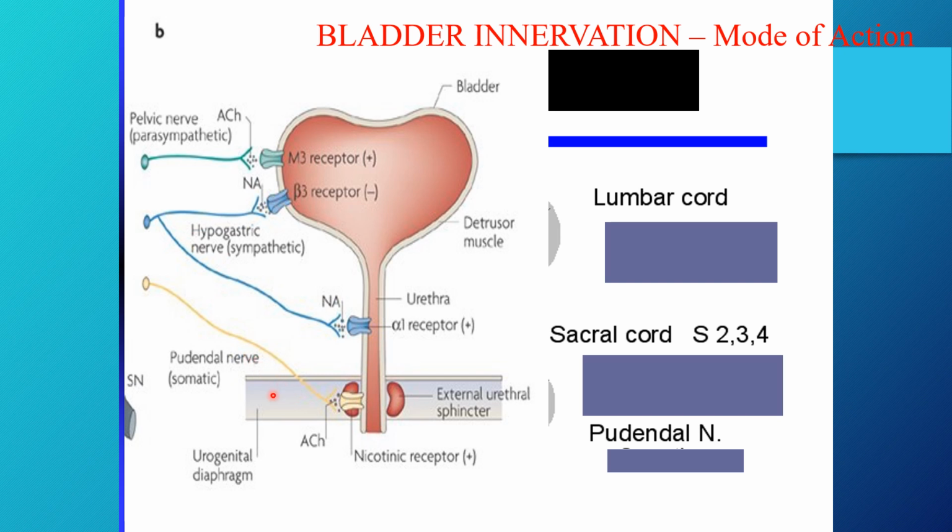And next, the pudendal or somatic nerve. Here also the neurotransmitter released is ACH, and it acts through the nicotinic receptor. It excites the external urethral sphincter so that it has voluntary control. It holds the urine. So though the parasympathetic stimulation is present, we can hold the urine by this stimulation of the somatic or pudendal nerve.